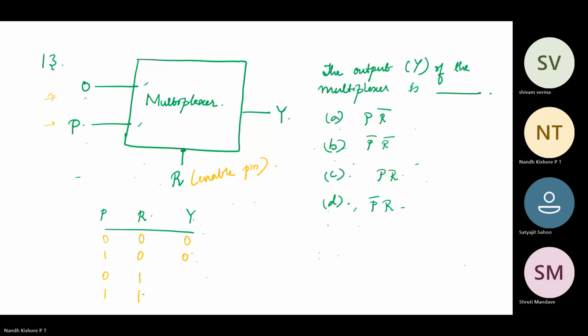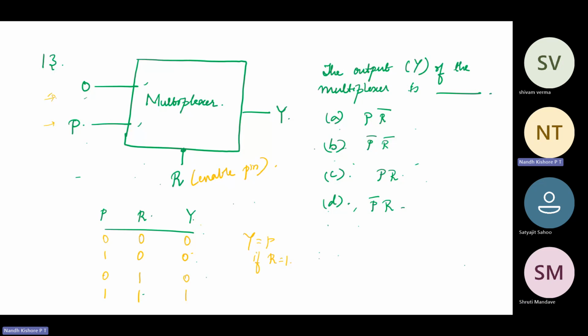And if R is 1, you will be getting exactly same as P. So if R is 1, Y is equal to P. Okay. So idea is that Y is equal to P if R is 1, therefore Y will be 0, 1. Okay. Got it till this point? Yes, sir.